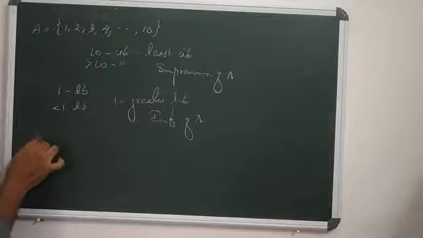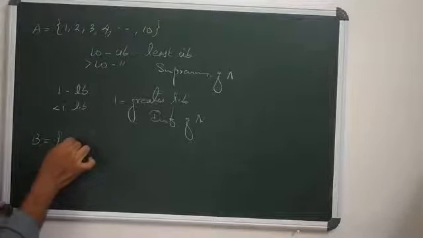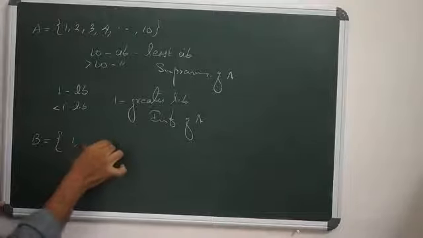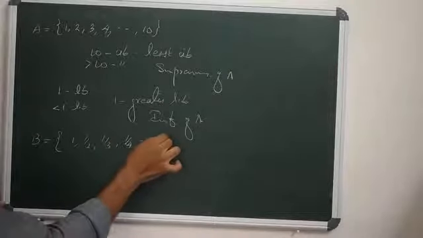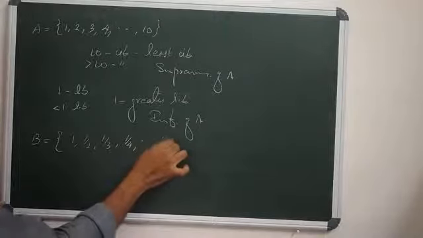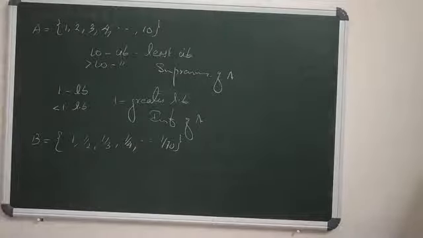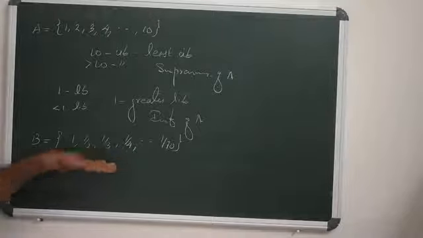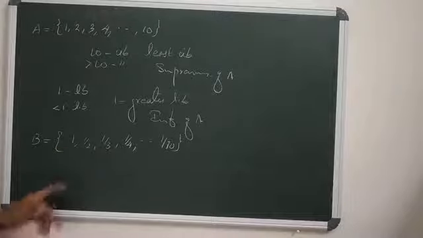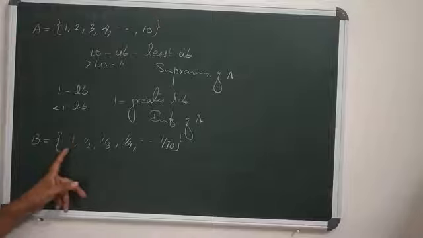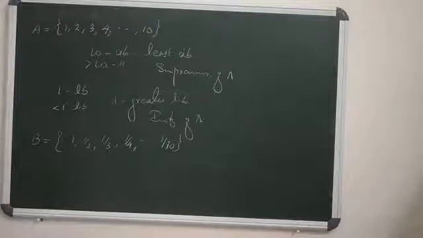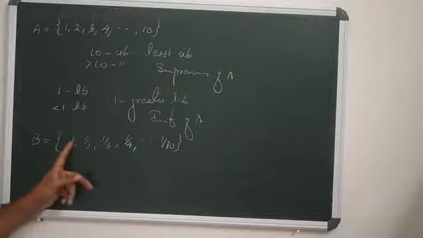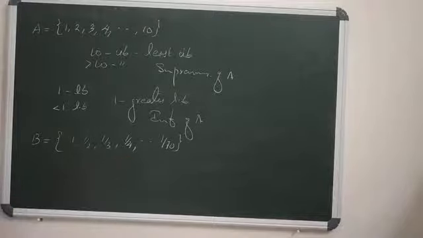If you consider another set, B equals the set {1, 1/2, 1/3, 1/4, etc., up to 1/70}. This is again a finite set. Which is the largest element here? 1 is the largest element and 1/70 is the least element. So the largest element is the supremum and the least element is the infimum.